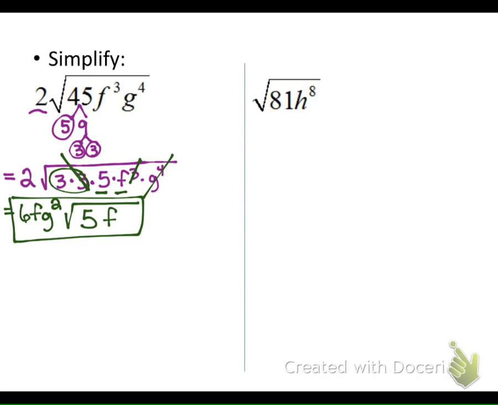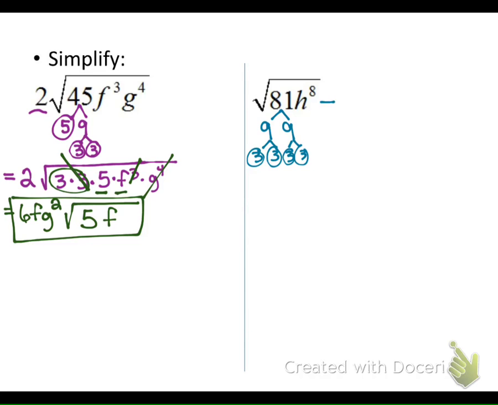So now we have the square root of 81h to the 8th. There are two different ways that you can solve this particular problem. The square root of 81, what are the two numbers I can multiply together to get 81? 9 and 9. So looking at that, we'll go ahead and just factor it out. That's the easy part, right? 3 and 3. And the same thing, right?